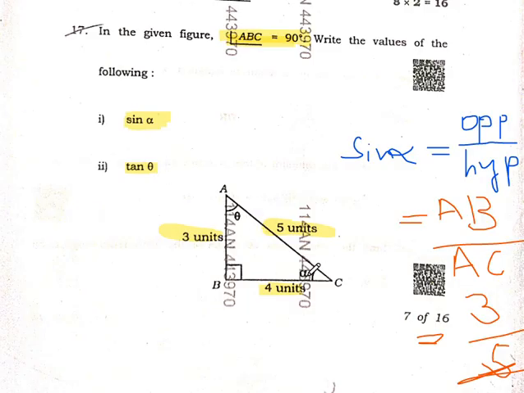Next, in the second sub-question they asked tan theta. So that you don't get confused: for sine they asked for the angle alpha, and for tan they asked for the angle theta. For this angle theta, which is the opposite side? Write the ratio for tan theta. Tan theta equals, what is the tan ratio? Opposite by adjacent.